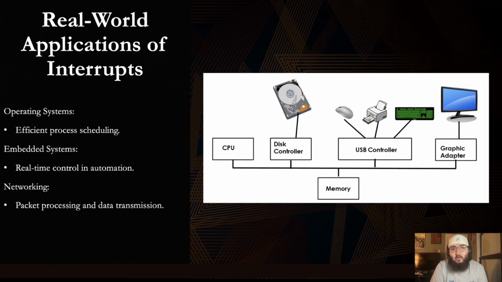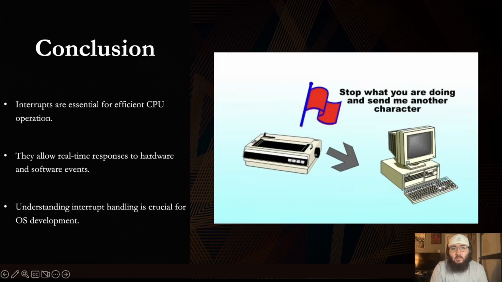Interrupts are everywhere in computing. Some key examples are operating systems like process scheduling, embedded systems in real-time automation, and networking in handling data packet transmission. So overall, interrupts are crucial for modern computing.